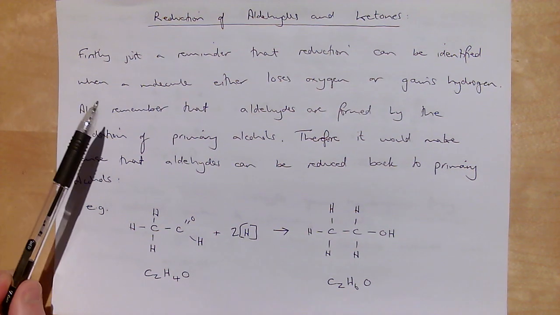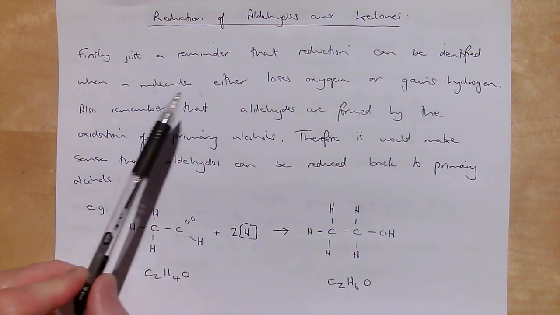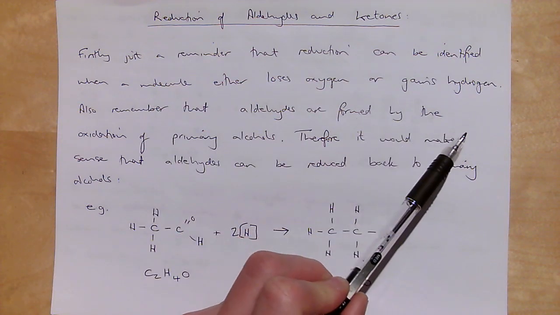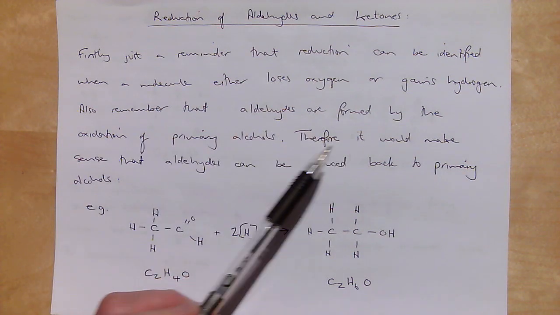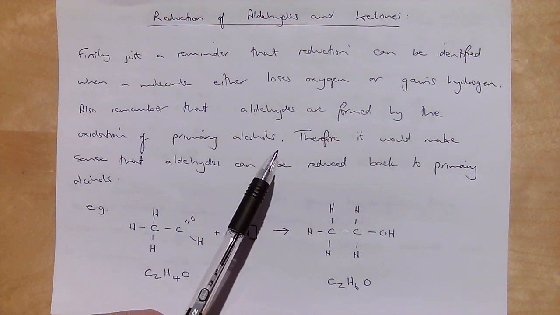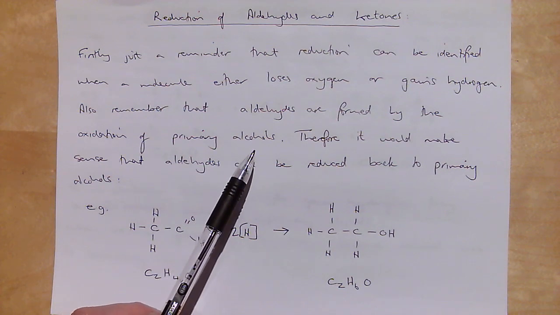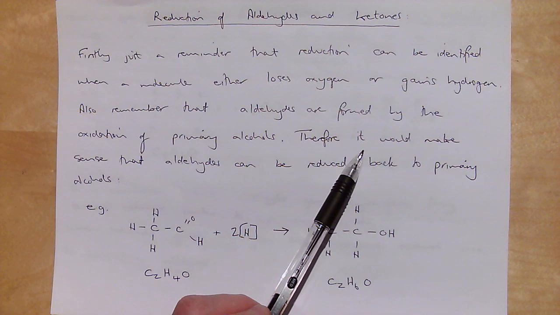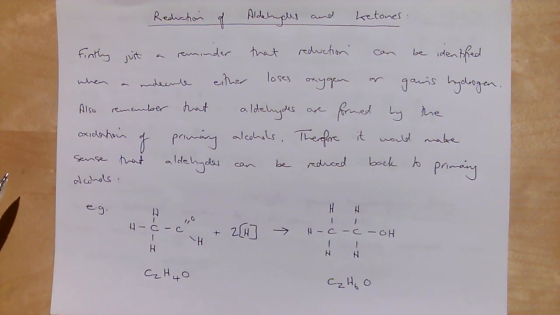Okay, so firstly, a quick reminder that reduction can be identified when a molecule either loses oxygen or gains hydrogen. Also remember that aldehydes are formed by the oxidation of primary alcohols. That's in year 12, where we make aldehydes by the oxidation of primary alcohols using the distillation apparatus. Therefore, it would make sense that aldehydes can be reduced back to primary alcohols.